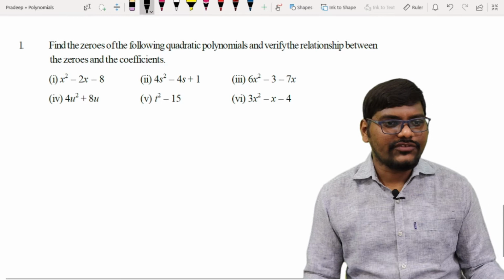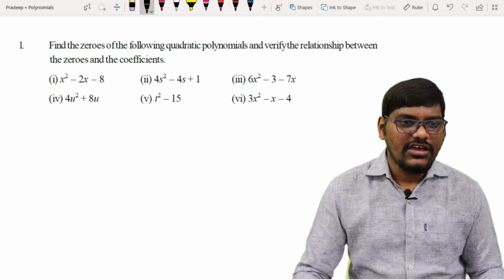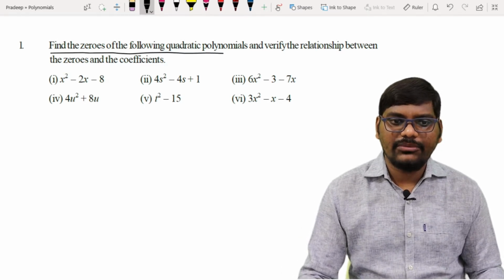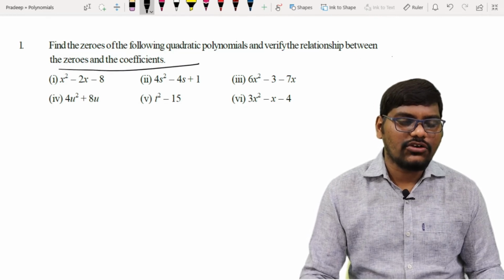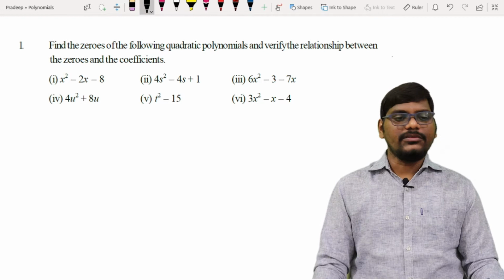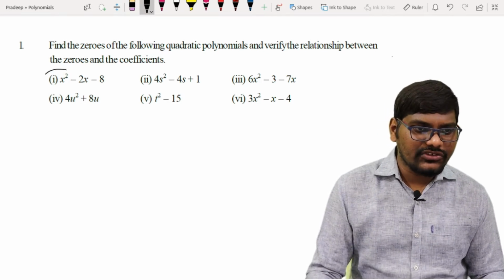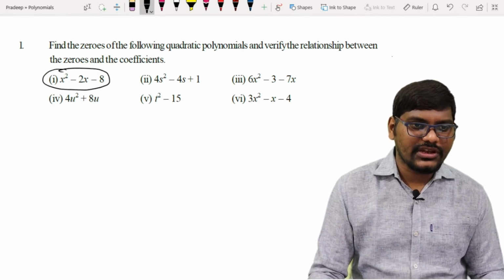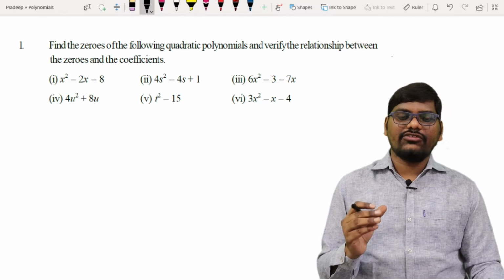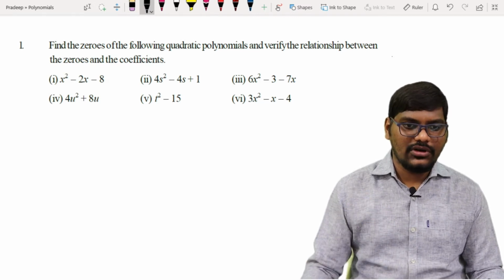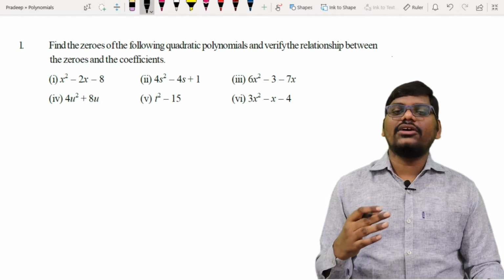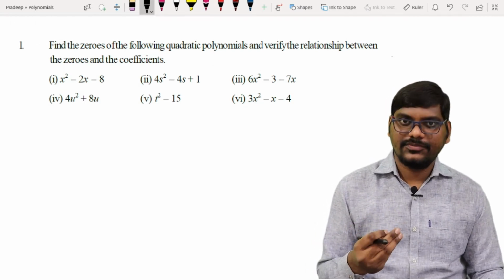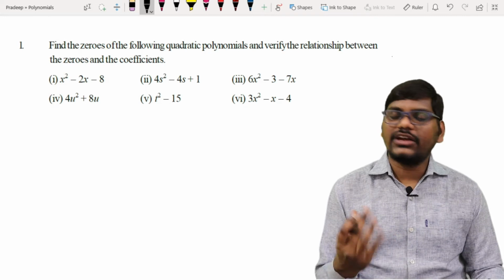You can see the first question. The question says, find the zeros of the following quadratic polynomials and verify the relation between the zeros and the coefficients. The very first one is x square minus 2x minus 8. They are giving certain quadratic polynomials, about 6 polynomials, and for each given polynomial they are asking us to find the zeros and verify the relation with the coefficients.